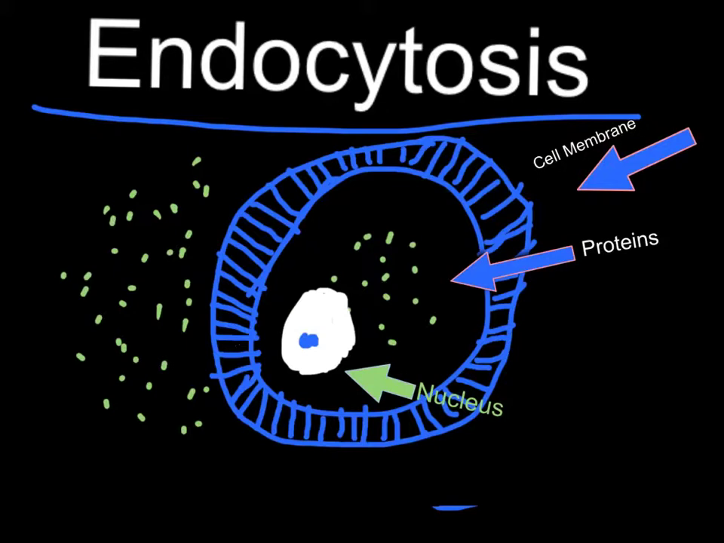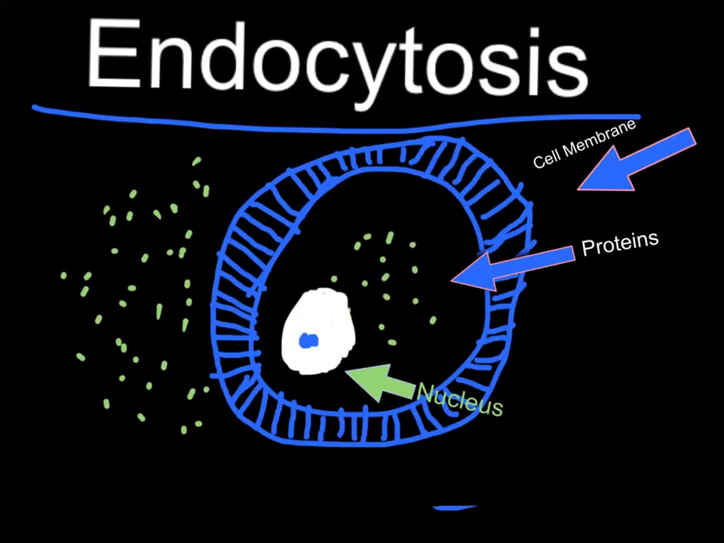Endocytosis is the process when proteins are too large to go into the cell membrane without the use of energy. The cell membrane creates a vessel around the protein and it is pushed through the cell membrane into the cell, so the proteins don't have to use energy. Another way to remember is endocytosis is kind of like enter into the cell membrane.